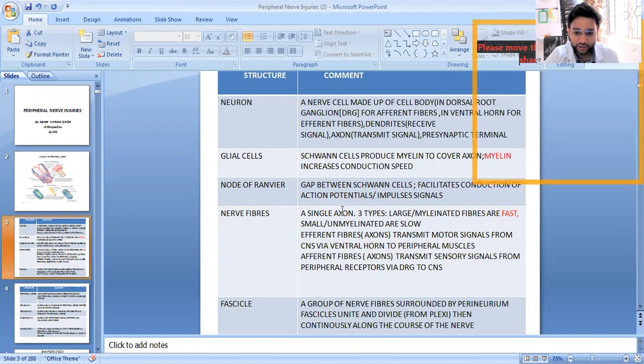Nerve fibers, a single axon. There are three types. Large myelinated fibers are fast. Small unmyelinated fibers are slow. Efferent fibers, axons, transmit motor signals from the CNS via the ventral horn to peripheral muscles. Afferent fibers, axons, transmit sensory signals from peripheral receptors via the DRG to the CNS. A fascicle is a group of nerve fibers surrounded by perineurium. Fascicles unite and divide to form plexuses, then continue along the course of the nerve.